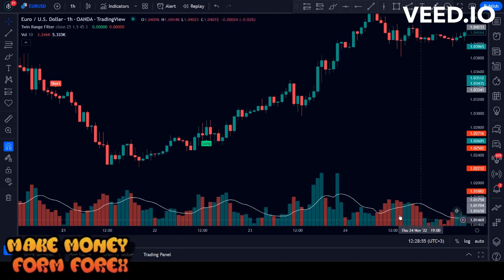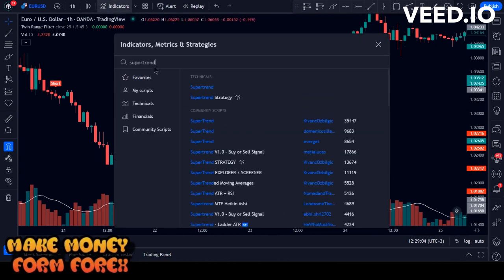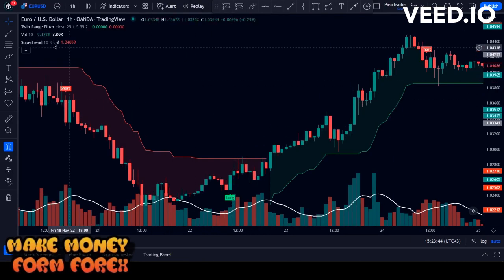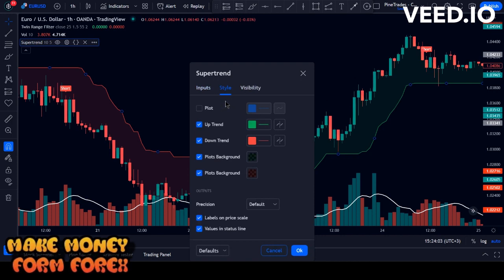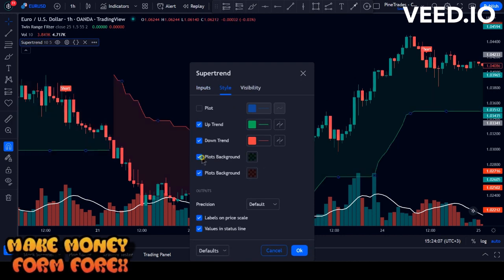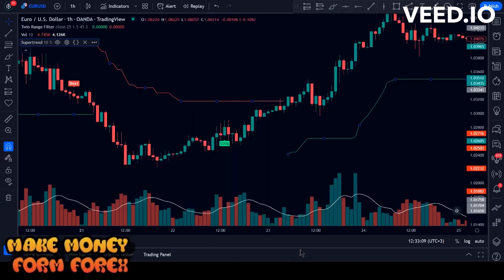Last but not least, our third indicator is called Super Trend. Click on this one under Technicals. Again, we're going to access this indicator's settings by clicking right here. On the Inputs tab, change the factor from 3 to 5. Then head over to the Style tab and uncheck these background plots like this. After that, click OK. We will be using this indicator to identify trends in the market.